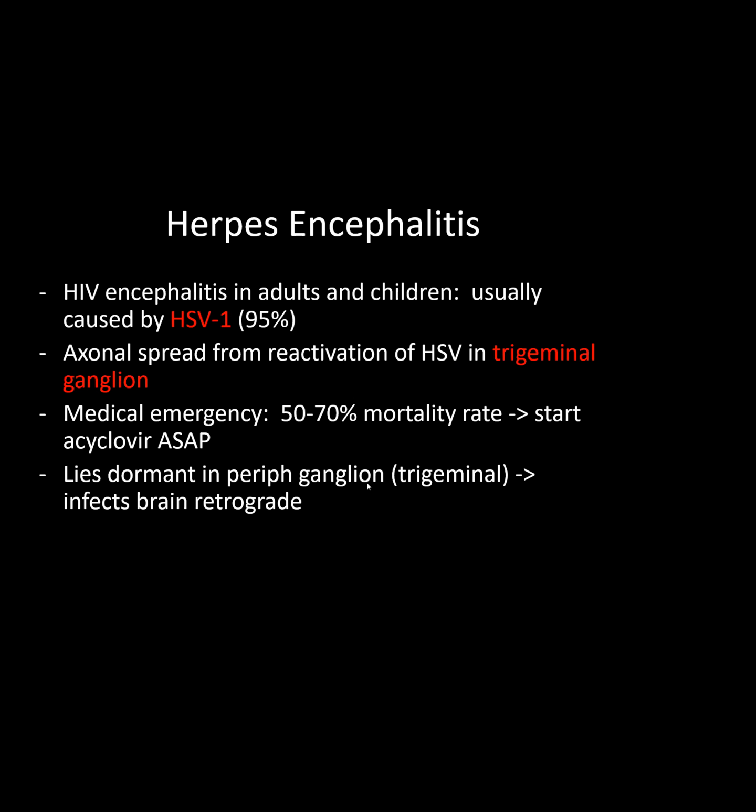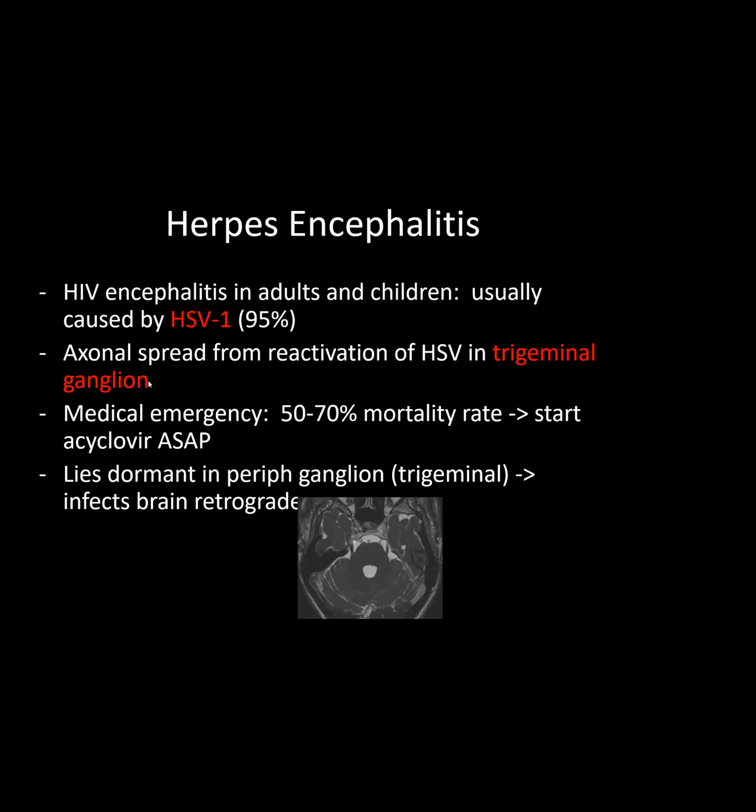It's a medical emergency. You really want to identify this and not accidentally call it a stroke if you see it on a head CT, because if you don't start treatment, they do poorly. And this shows how it evolves: it starts in the trigeminal ganglion, Meckel's cave over here, and that's how it spreads to the temporal lobe, the basal frontal lobe, and the insula.